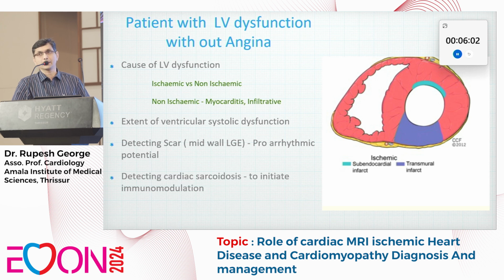We can detect the scar. If there is a large amount of scar, LGE more than 15%, or if the scar is from opposite walls, the pro-arrhythmic potential of those scars will be high. So we can give the option of primary prevention of sudden cardiac death. And cardiac sarcoidosis, by its subepicardial involvement, is usually a treatable disease with steroids and other immunomodulatory agents, by which we can prevent further LV dysfunction. So for all these, cardiac MRI is a useful tool.